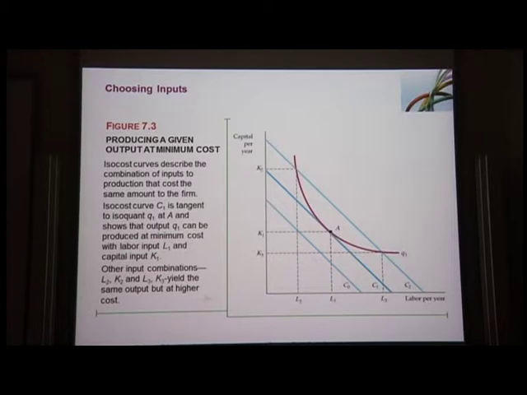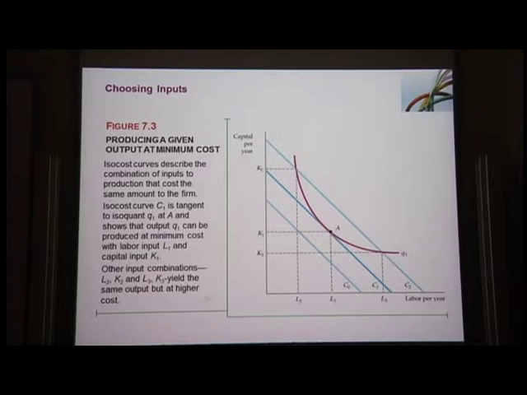Okay, so the combination that will minimize cost will be at point A, where the isocost C1 is tangent to the isoquant Q1, and that gives you a point A. Now, what is then the combination of labor and capital that will minimize cost? In this example, it will be K1, that is on the vertical axis, K1 capital, and L1 labor.